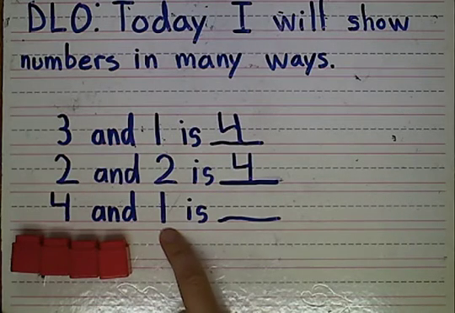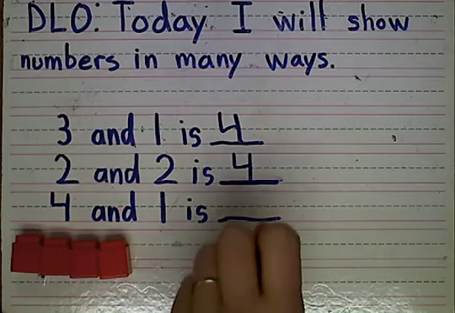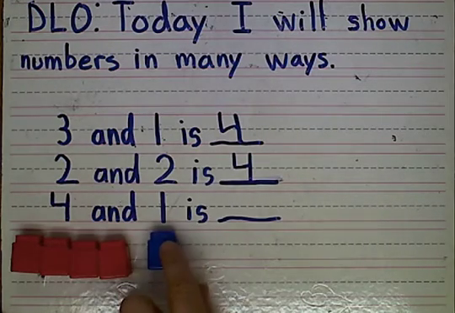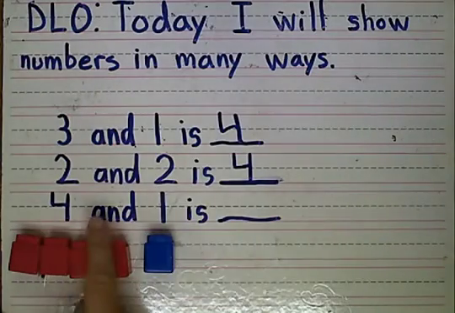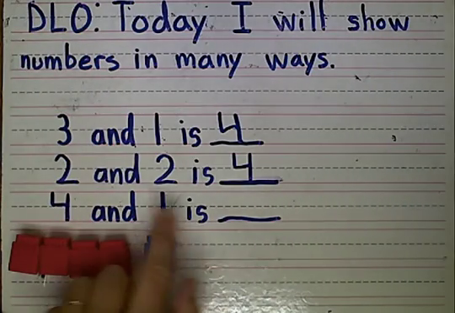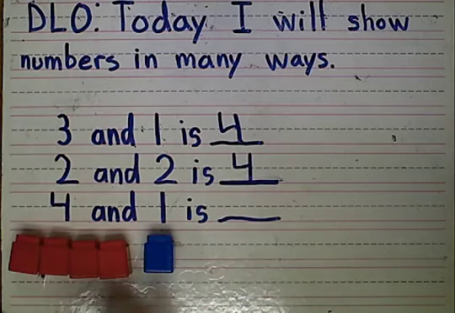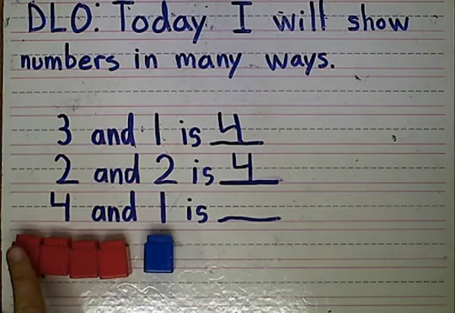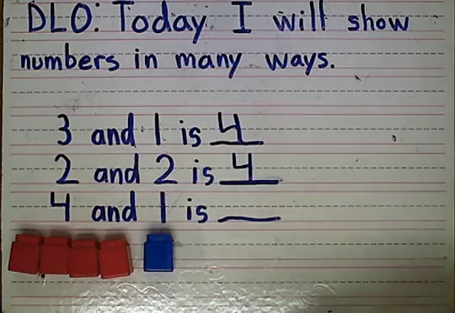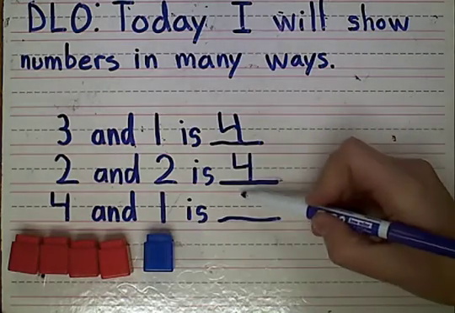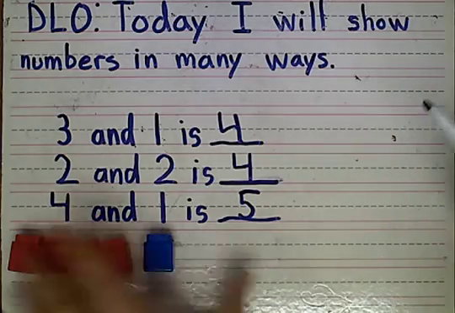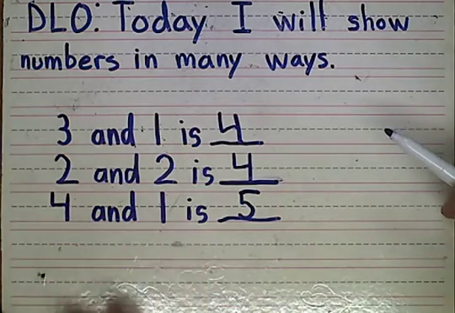And what's my other number? 1. Count with my fingers. 1. Let's put a blue cube for 1. 4 and 1 is blank. Let's see how many the blank is. In all, how many do we have? Let's count. 1, 2, 3, 4, 5. I have 5 in all. Short neck, belly fat, Mr. 5 wears a hat.